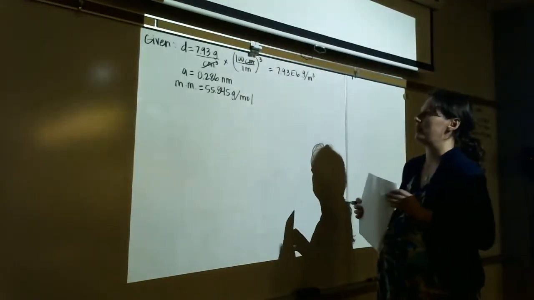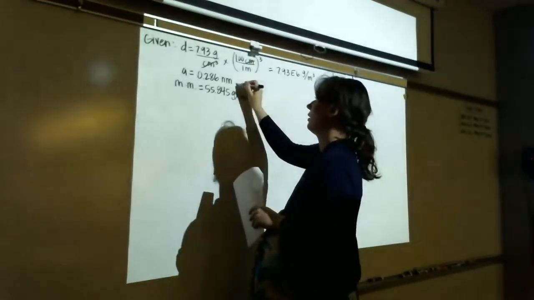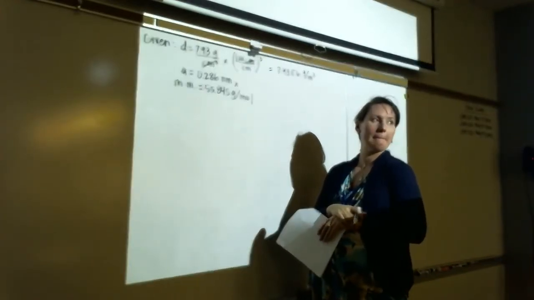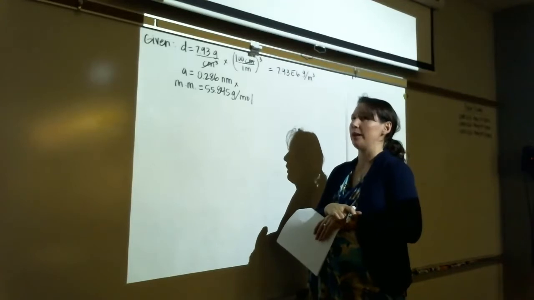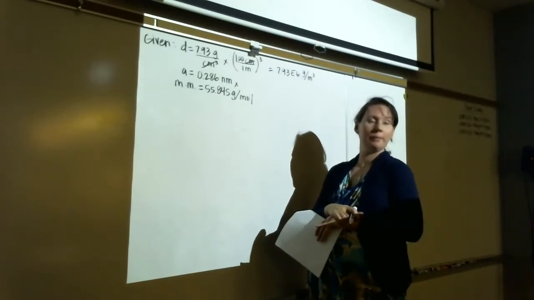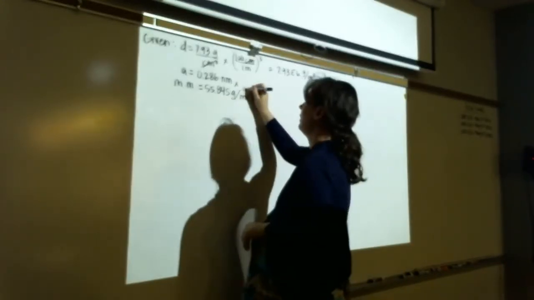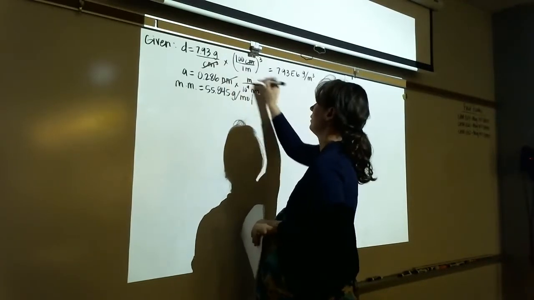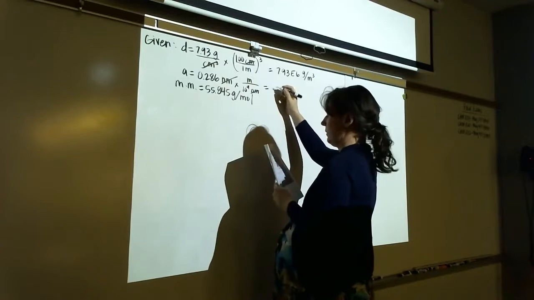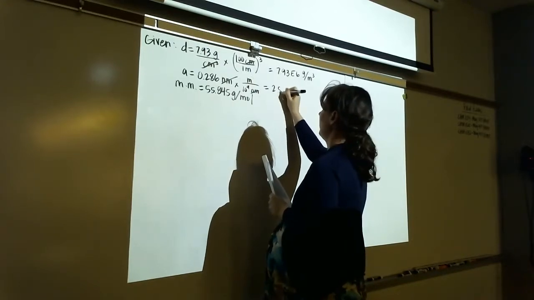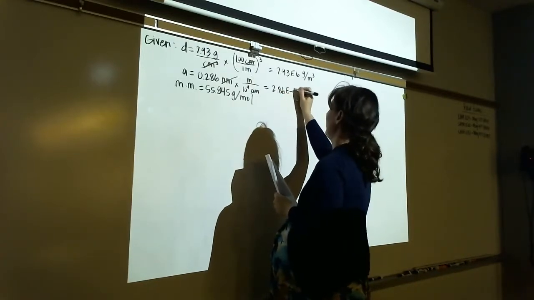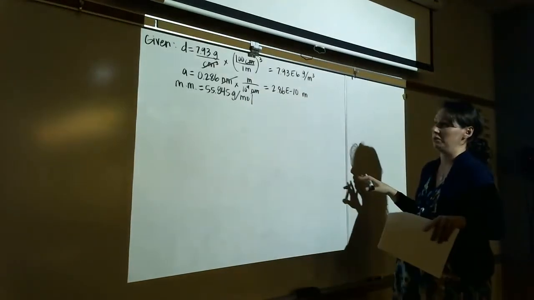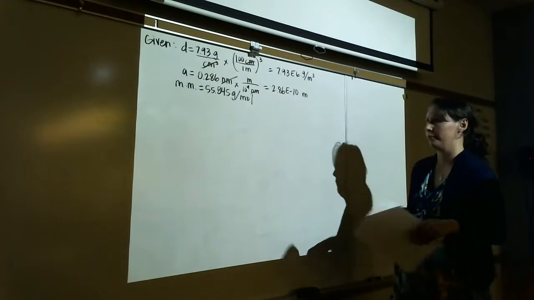And how many nanometers are in a meter? How many nanometers are in a meter? Nano sounds like what number? 9th, right. 10 to the 9th nanometers per meter. So that gives me 2.86 times 10 to the negative 10th meters. This is in grams per mole, so I don't need to do anything special there. It's just grams per mole.